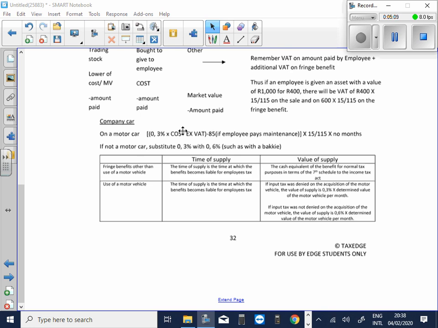So they love giving motorbikes in exams. It's not a car, it's 0.6%. A bakkie, why would you claim 0.6 on a bakkie? It's not a motor car, you claimed input VAT on it. Are you guys comfortable with that?